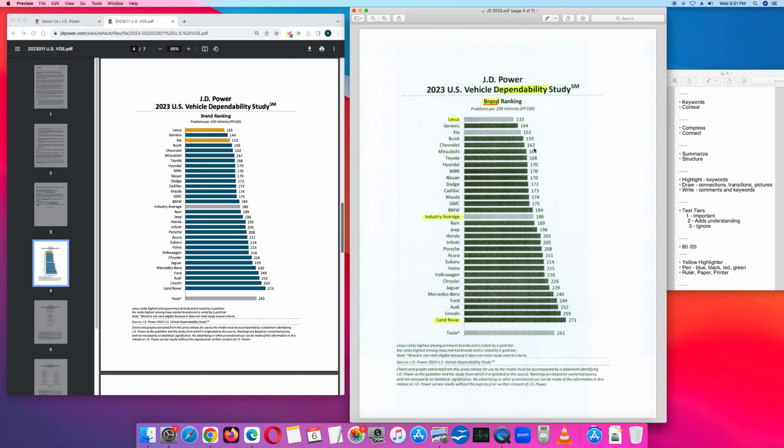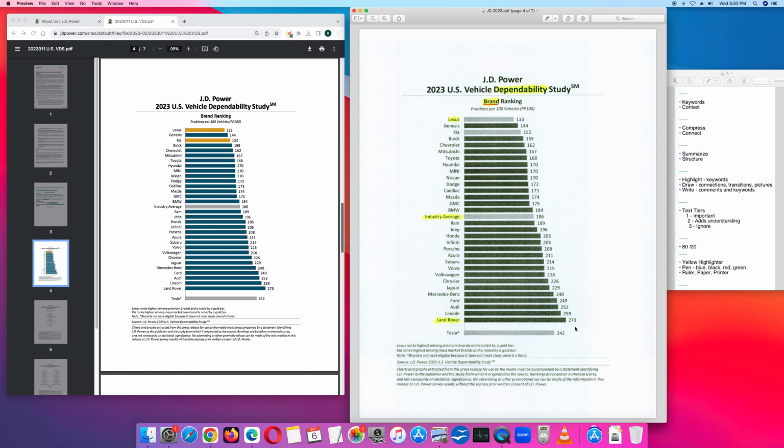Buick, Chevrolet. So number 1 is Lexus, 2 Genesis, 3 Kia, Buick, Chevrolet, Mitsubishi, Toyota, Hyundai, Mini, Nissan, Dodge, Cadillac, Mazda, GMC, BMW, and then we get to the average, right? And here also we can see clustering. Hyundai, Mini, and Nissan, they're all at 170. Buick, Kia, and Chevy, they're all kind of similar. But all much better than Land Rover.